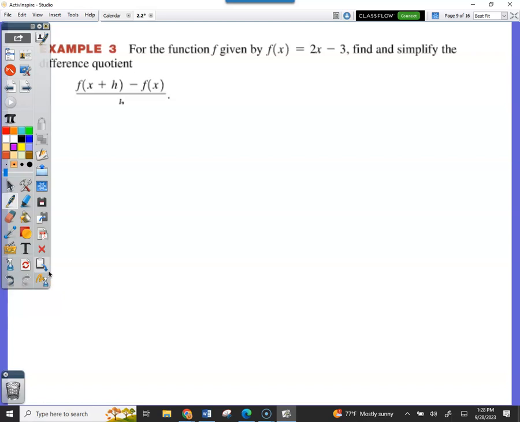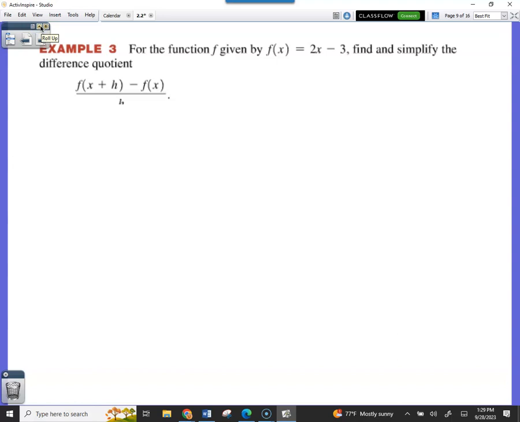It says for the function f of x equals 2x minus 3, find and simplify the difference quotient. I love these because it is literally plug it in, clean it up. That's all it is. So it's really Algebra 2 skills. What people get confused on is the fact that there is an h in it. It throws people off. It is just a variable, okay?